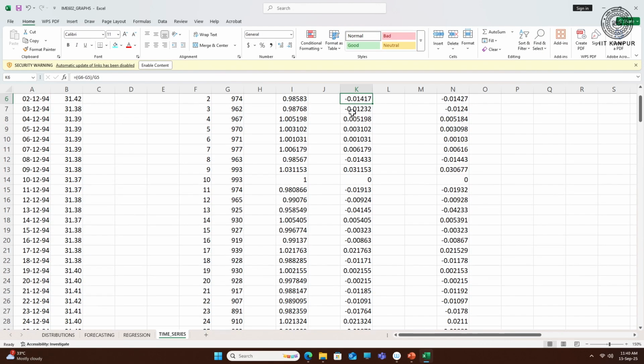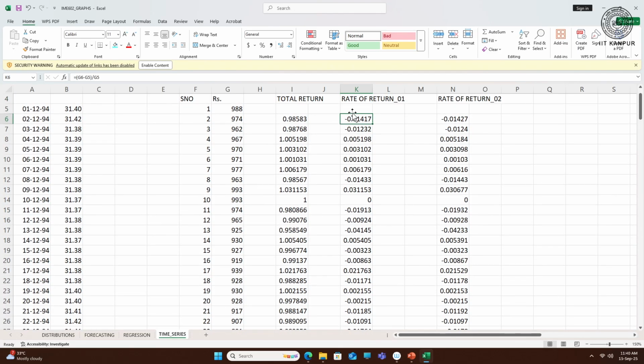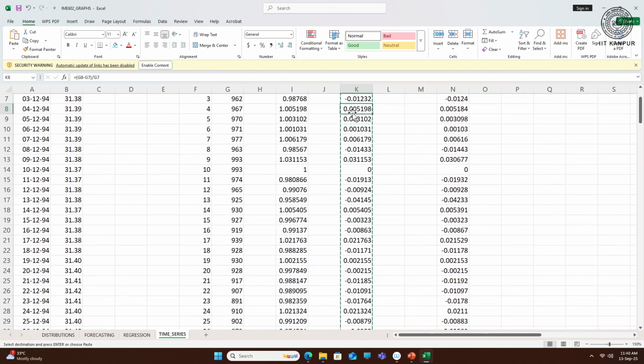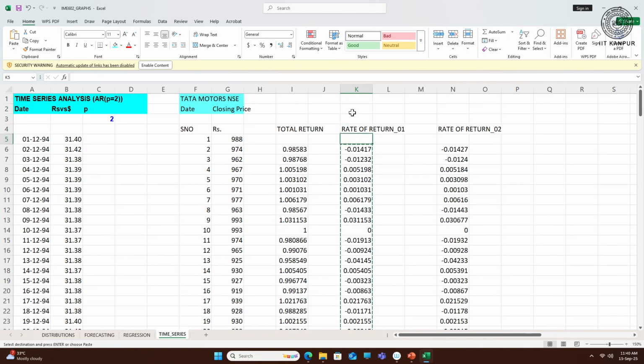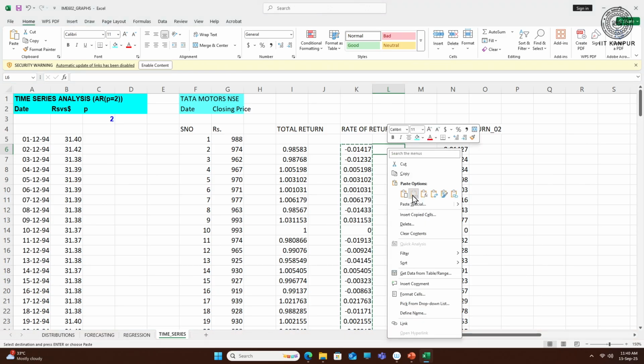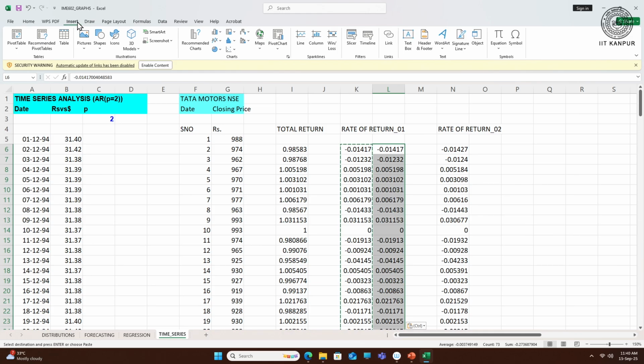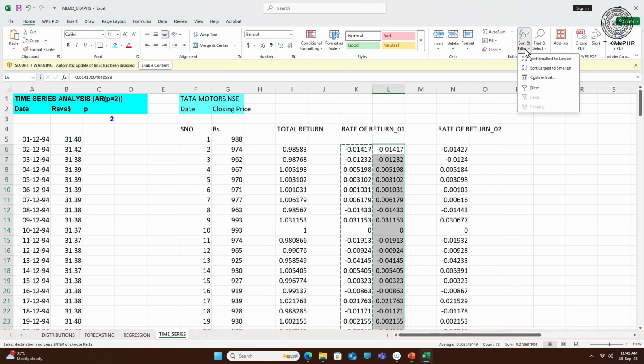I take all the negative and the positive values for rate of return 1. I put it here, I just copy them, then I sort them. Let me sort them from the minimum to the maximum. Yes, it is there.